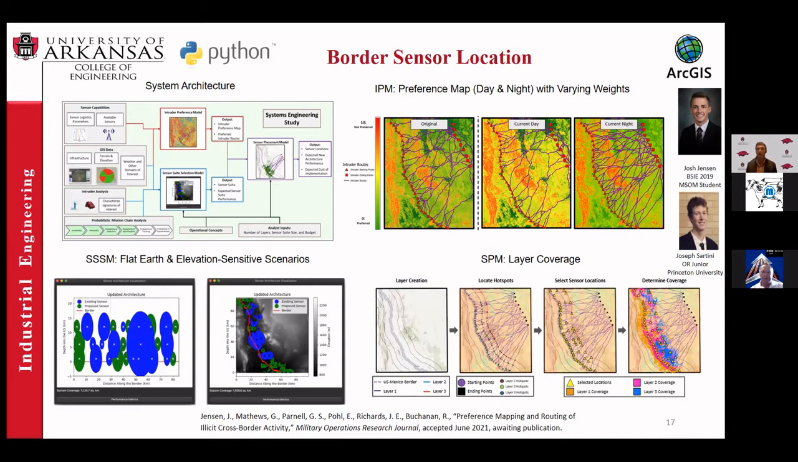This was a project that started as an undergraduate project with Josh Jensen, as well as a student from Princeton who was working with him in the summer, and he just continued staying with our group, Joseph. They did it as an undergraduate group, and then, of course, Josh continued it as his master's thesis as well. They came out with this system architecture to model it all.